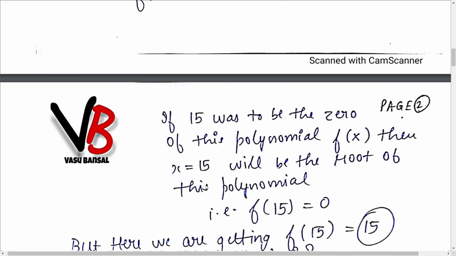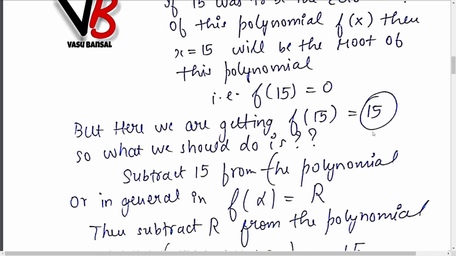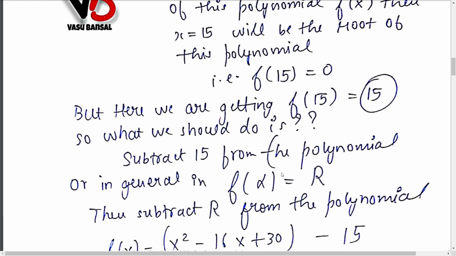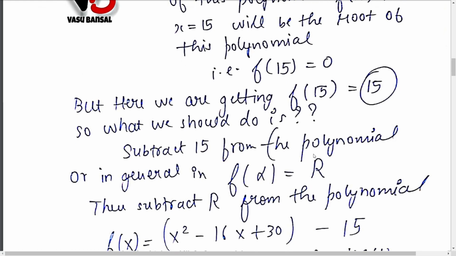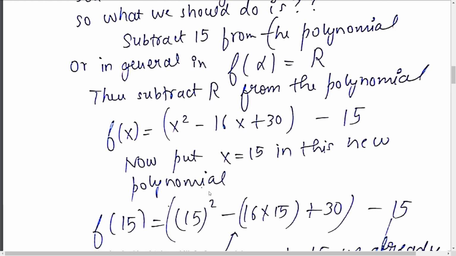So let's move to the next slide. If 15 was the zero, as I told you, f of 15 would be 0. But we are getting f of 15 equal to r, so we'll subtract this quantity, which will be the output, right? So suppose that for any general point x equal to alpha we get r as the remainder, then we need to subtract this r value to get the answer. Why? Because let's consider in this example, if I subtract 15, the r value remainder, what will happen?